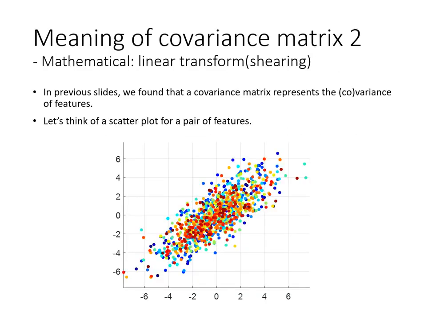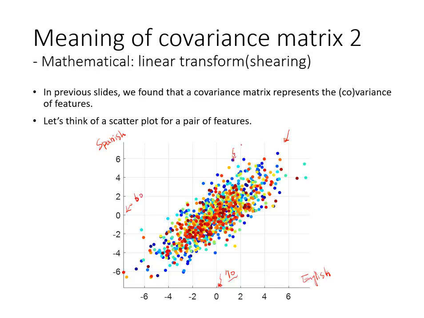And for the mathematical meaning, I want to say that mathematically it is a linear transform or shearing. And here let's think about a scatter plot of a pair of features. I'm going to briefly explain what the scatter plot is. Let's say the x-axis is an English score, and the y-axis is a Spanish score, and we subtracted the mean of them. So let's say the mean was 70, and for Spanish the mean was 60.